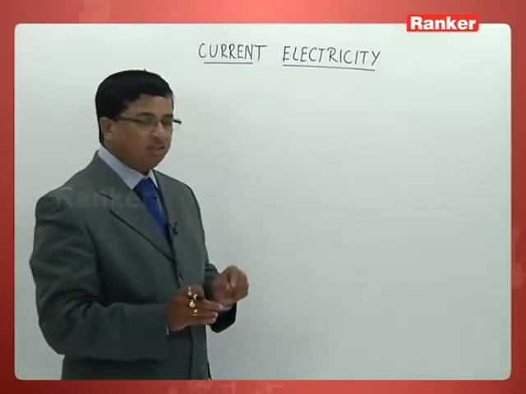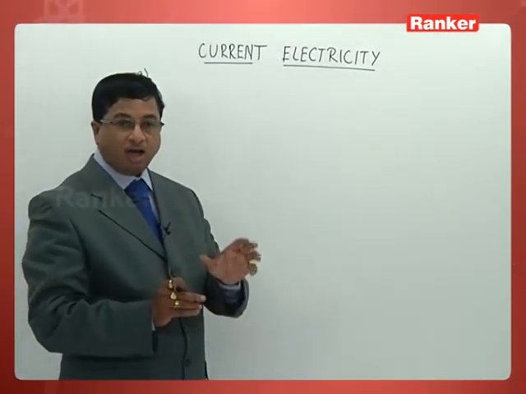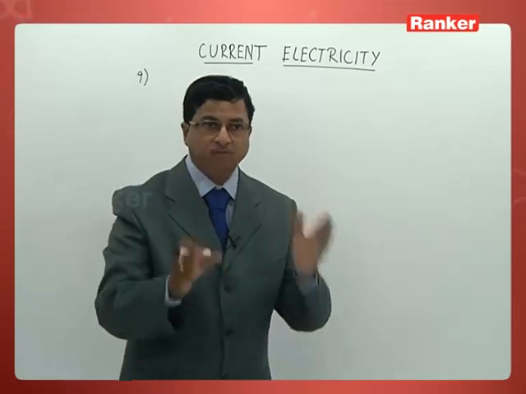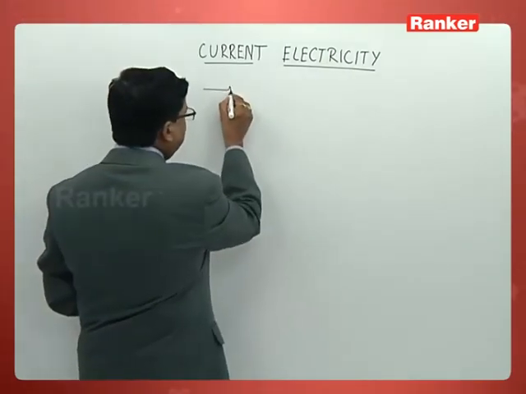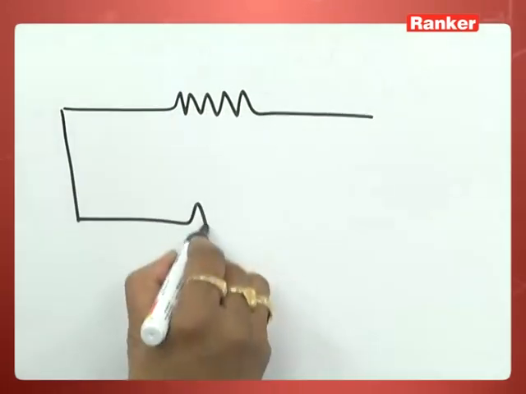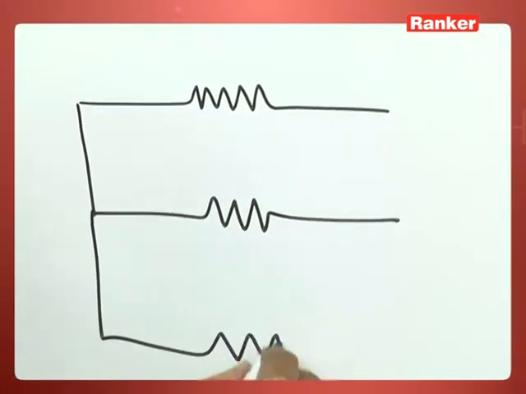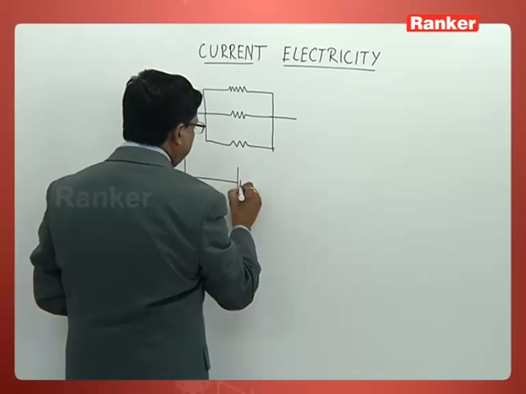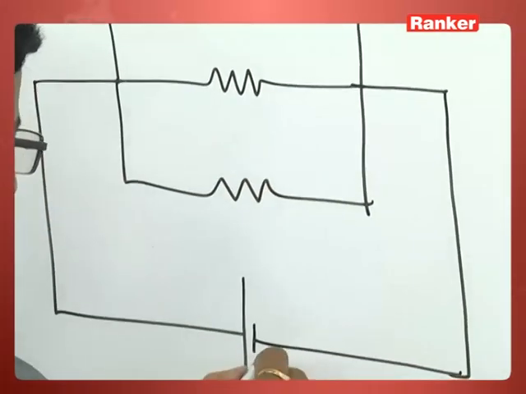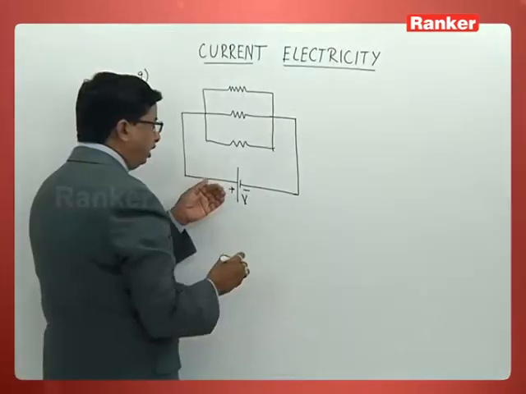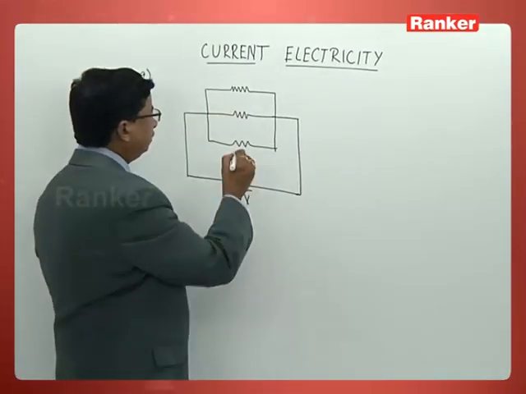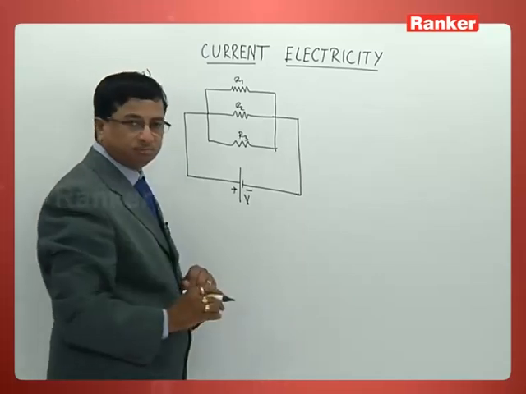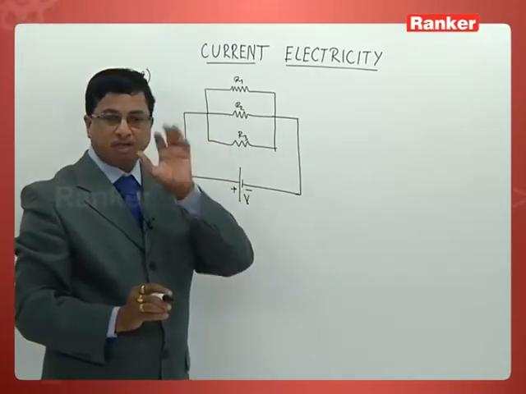So first thing, 3 wires of same material are connected in parallel to a source of EMF. Understand that wording first. If I consider 3 resistances like this connected in parallel, that is actually the meaning of it. And you should understand it is now connected across a cell like this. This gives the required potential difference to the system. Let us take this one as R1, this one as R2, this one as R3. This is what has been described there.